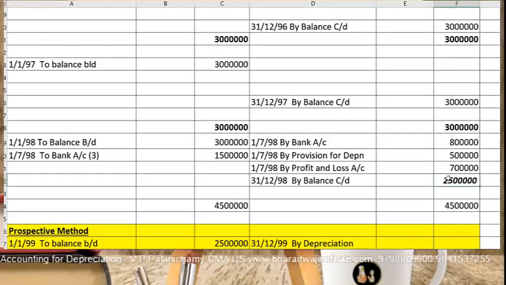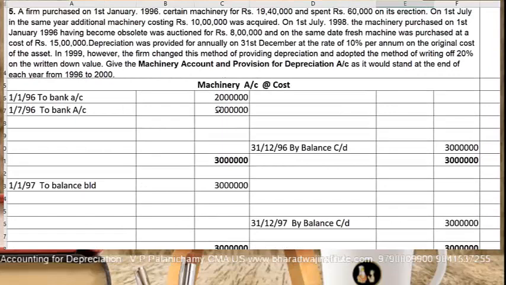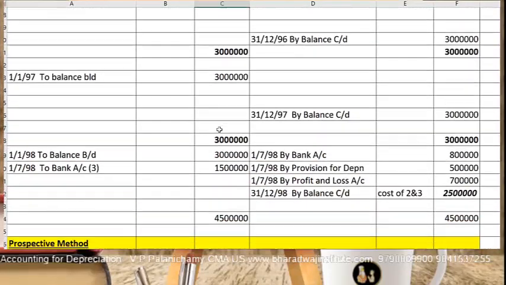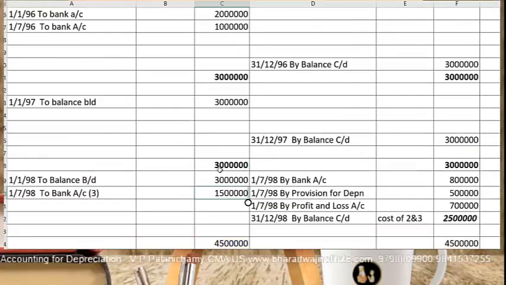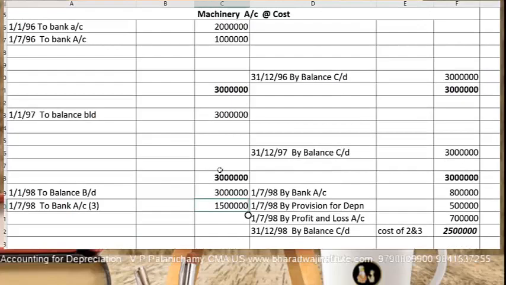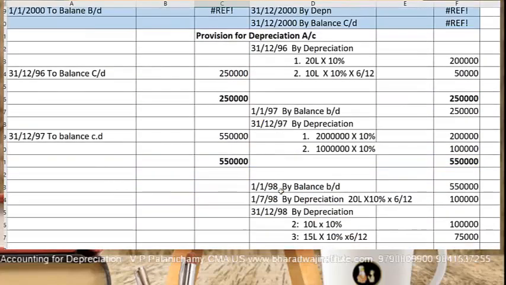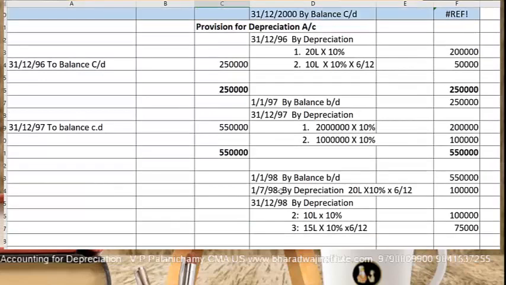This 25 lakhs is nothing but the cost of the second and third machine. Okay, you can check. Cost of the second machine is 10 lakhs and third machine is 15 lakhs. Because the first machine is sold, there is no more with us. So the cost of the second and third machine will be with us. Right? Then let us come to the provision for depreciation account.